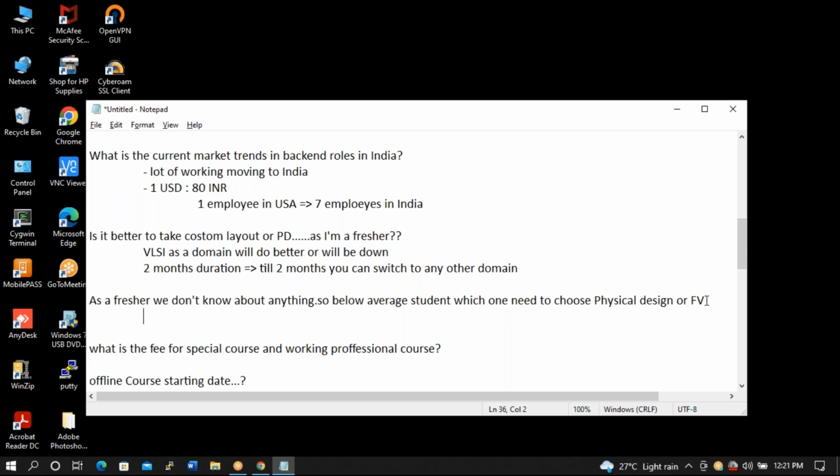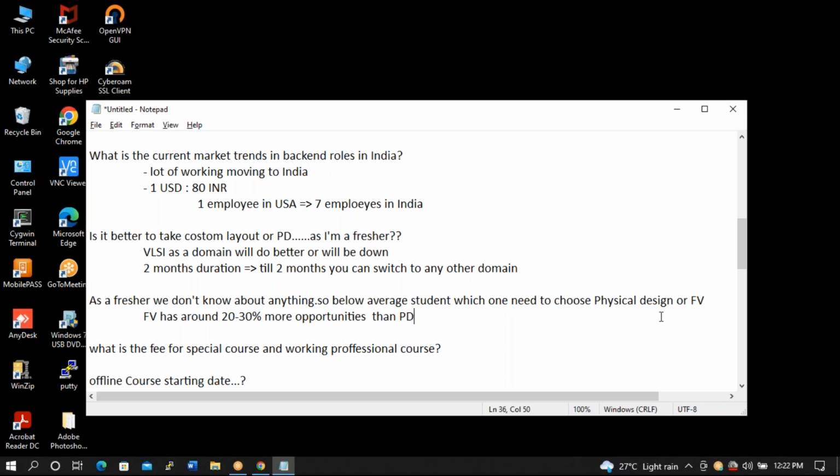My suggestion would be, what I have seen is functional verification has around 20 to 30% more opportunities than physical design. In my personal observation, the functional verification domain has relatively more opportunities. Let's say if I get 10 requirements for physical design, I would get at least 12 to 13 requirements for functional verification. That's what I have seen.